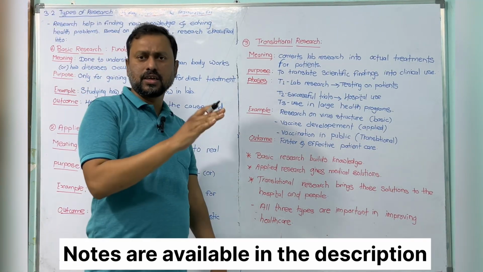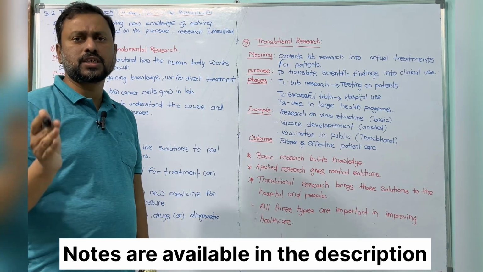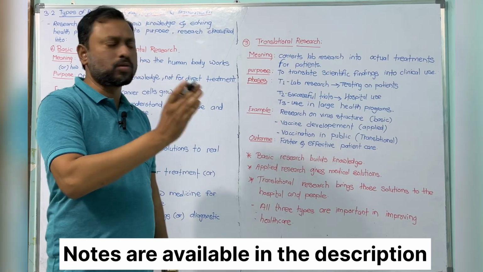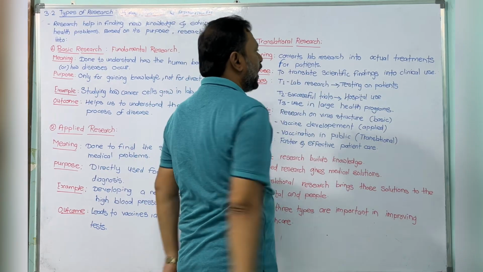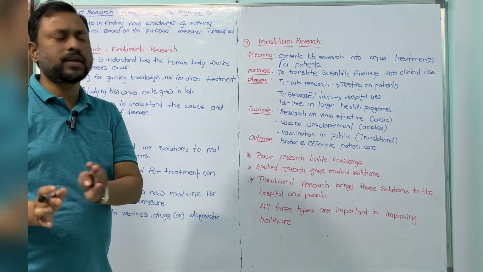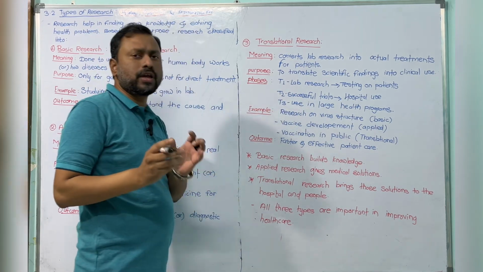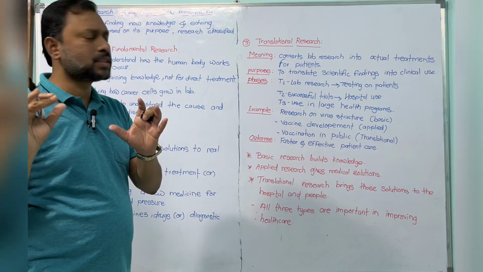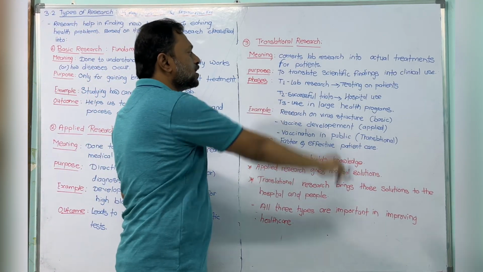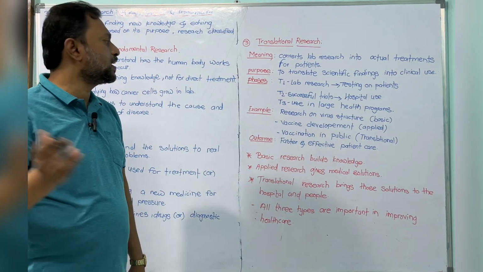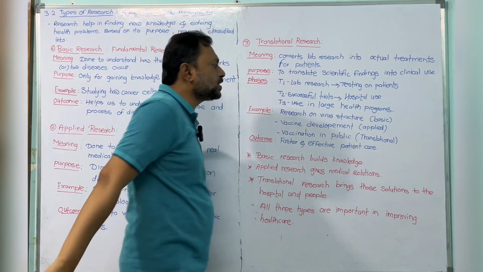Translational is nothing but transfer from one step to another. We use three steps here, T1, T2, T3, translational 1, 2, 3. The meaning of translational research is to convert lab research into actual treatment for patients. In the first step, T1, lab research: in the laboratory, we understand what is actually happening, then test on patients. The second is successful trials in the hospital setup, clinical trials. Third stage, T3: the use in large health programs.